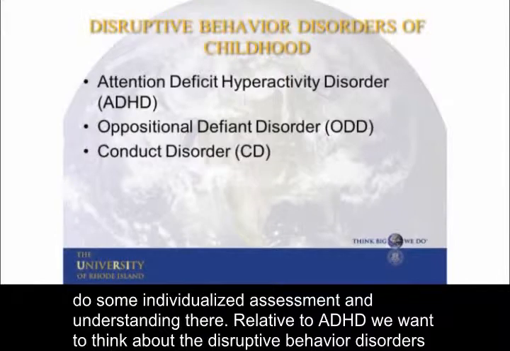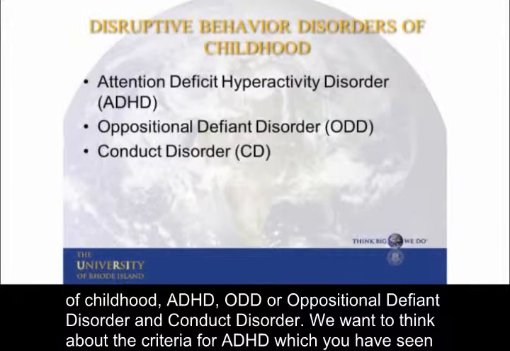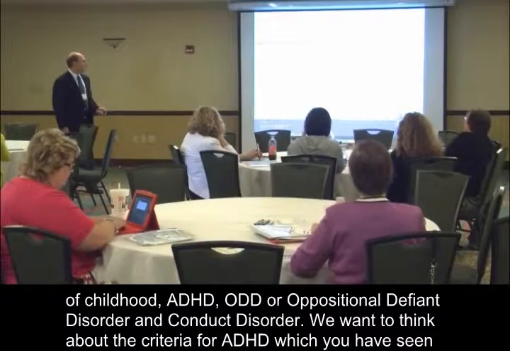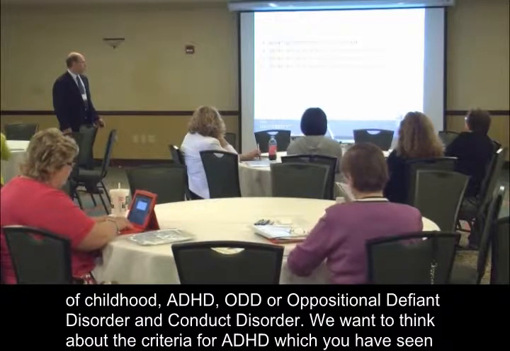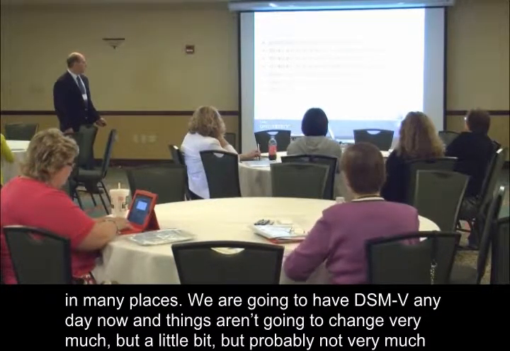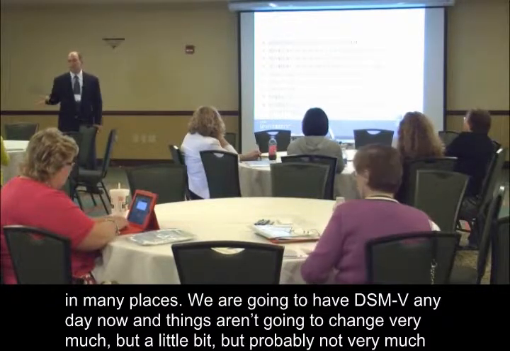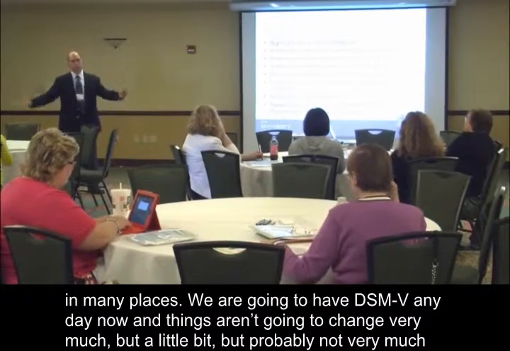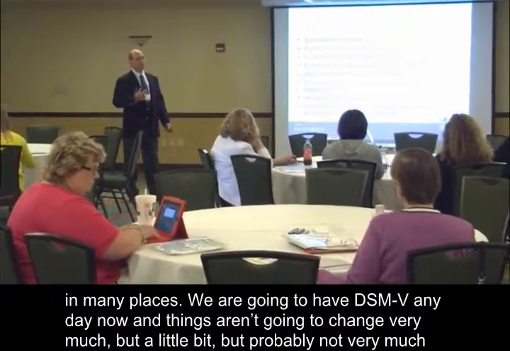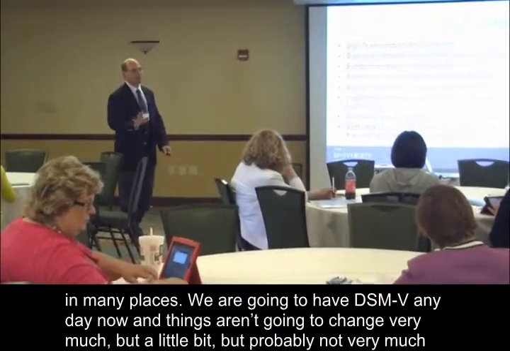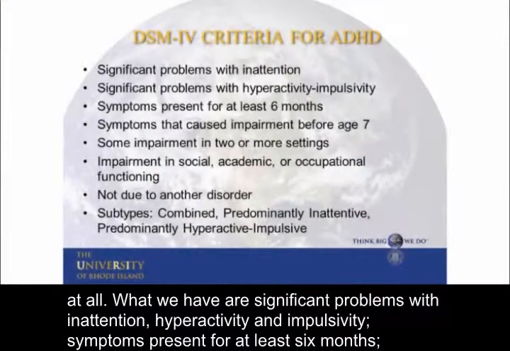Okay? Relative to ADHD, we want to think about the disruptive behavior disorders of childhood: ADHD, ODD, or oppositional defiant disorder, and conduct disorder. And we want to think about the criteria for ADHD, which you've seen in many places. We're going to have DSM-5 any day now, and things aren't going to change very much, but a little bit, but probably not very much at all. But what we have are significant problems with inattention, hyperactivity, and impulsivity, symptoms present for at least 6 months.